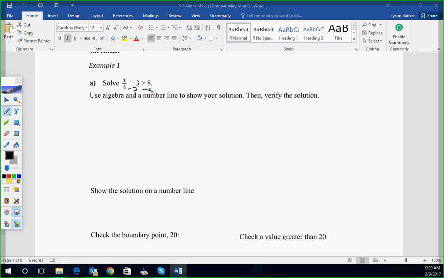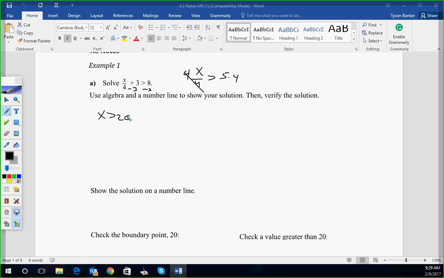Why are we doing minus 3? Because remember, you move the thing that's farthest from x, and you always do addition and subtraction first. So that's going to give you x over 4 greater than 5. Remember that's just a dividing bar, so we times the 4, times the 4. We get x greater than 20.